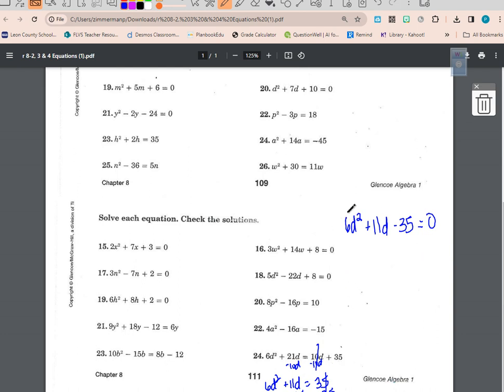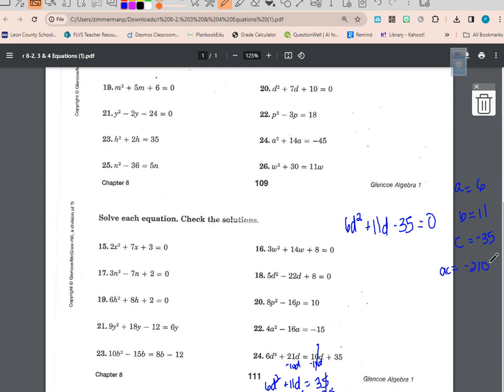Now we have a coefficient greater than 1 here, so this is where we're going to split our middle terms. So we need our a, our b, and our c. We're running a little low on time, so I'm going to walk you through it. A is 6, b is 11, and c is negative 35. So the next thing we're doing is AC. That means a times c, or 6 times negative 35, which is negative 210.